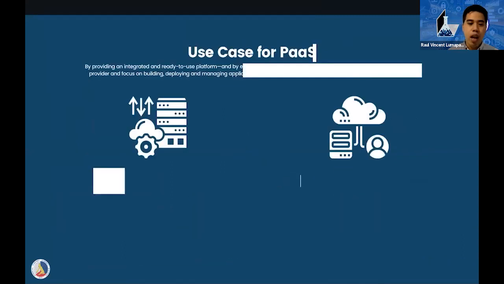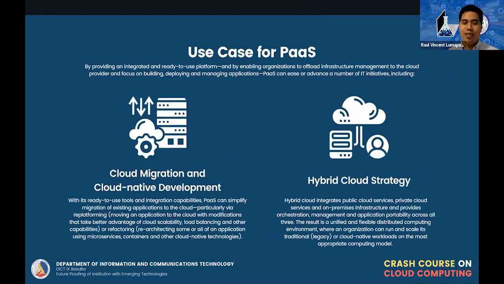Okay. So another use case for PaaS, there are a lot. You have cloud migration and cloud native development. With its ready-to-use tools and integration capabilities, PaaS can simplify migration of existing applications to the cloud. And then modifications can also be integrated immediately, as I've indicated earlier. When you change platforms or you make it multi-platform, for example, it's easier. It's an advantage as well in some cases when you use PaaS.